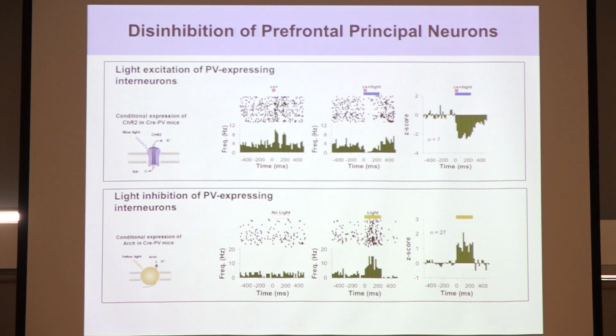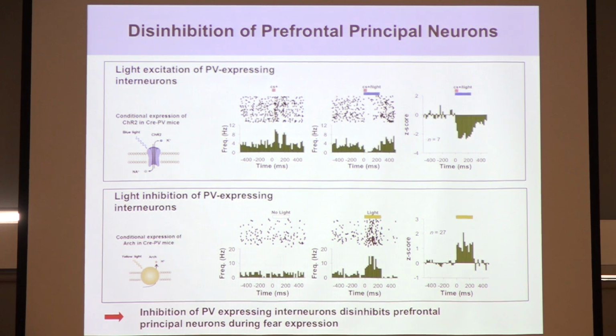We did the opposite strategy to evaluate a bit more the disinhibitory process. We used archaerhodopsin stimulation. Again, this is an example: a pyramidal neuron during the no light condition, and a pyramidal neuron during light inhibition of PV interneurons. If you inhibit the PV interneurons, you disinhibit the principal neuron. And this is the entire population. This is with a really sharp latency, less than 2 milliseconds, indicating that this effect is monosynaptic. So the conclusion from this is that inhibition of PV-expressing interneurons disinhibits prefrontal principal neurons during fear expression.